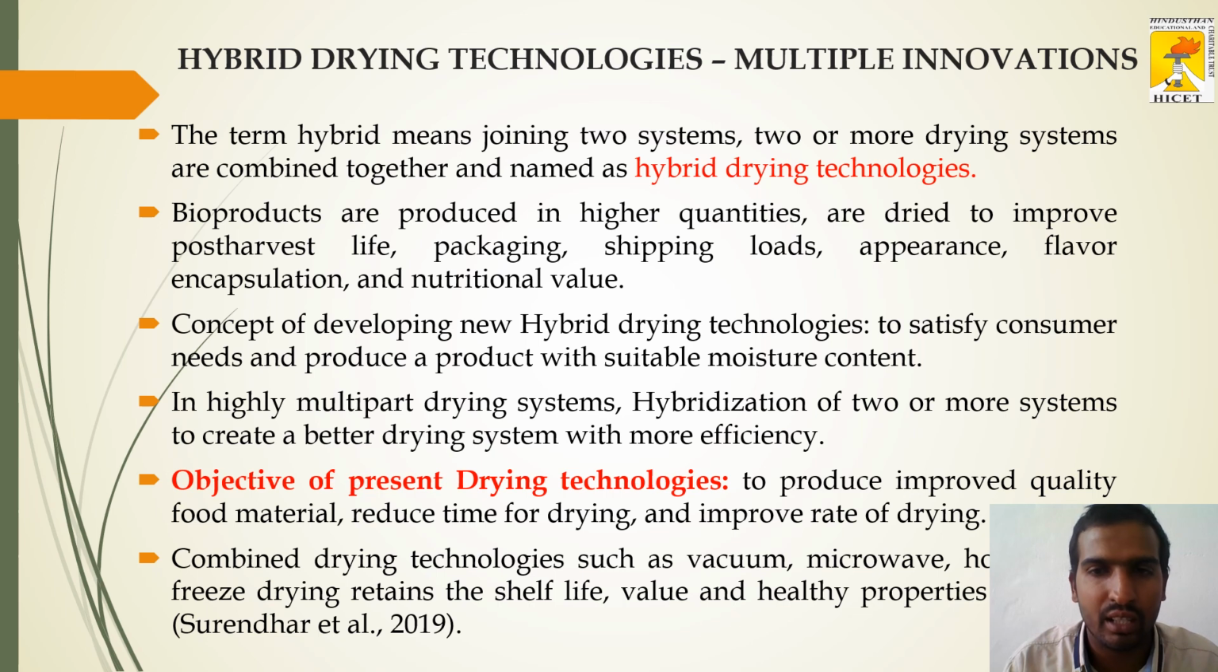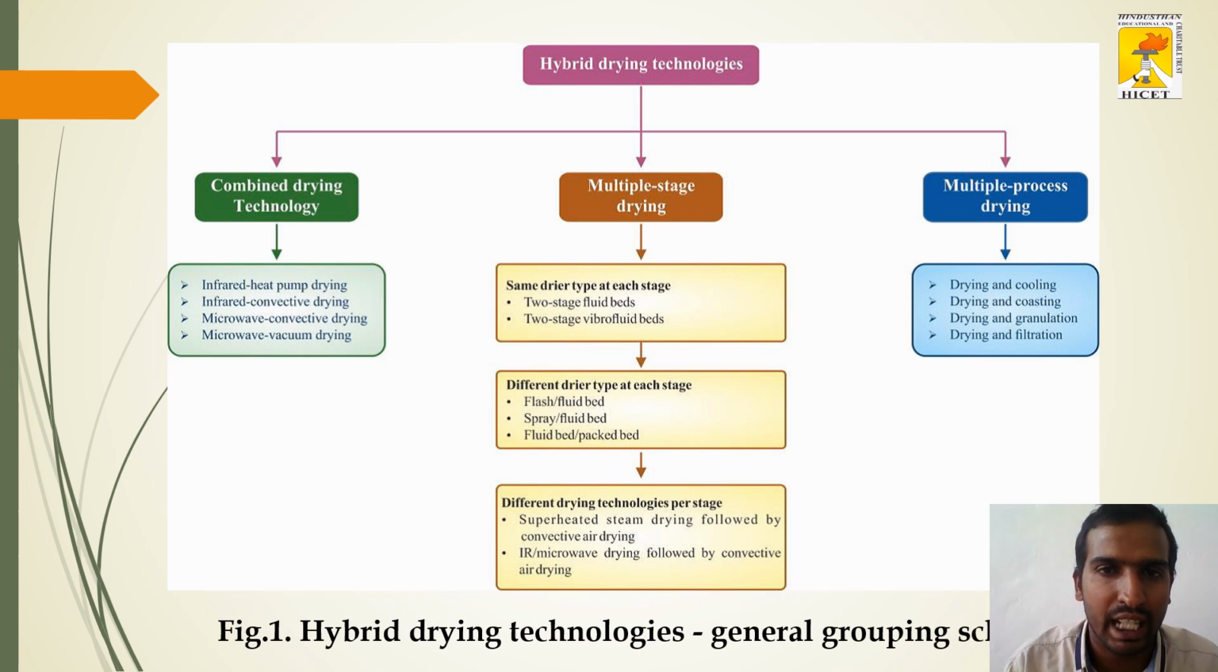So hybridization is a combination of two or more drying systems. That is what we call hybridization, or hybrid drying technologies. The objective is to produce improved quality food material, reducing the drying time and improving the rate of drying. It also enhances the shelf life, increases the quality of the product, and gives value to the product. So hybrid drying technologies include combined drying technology, multi-stage drying technology, and multi-process drying.